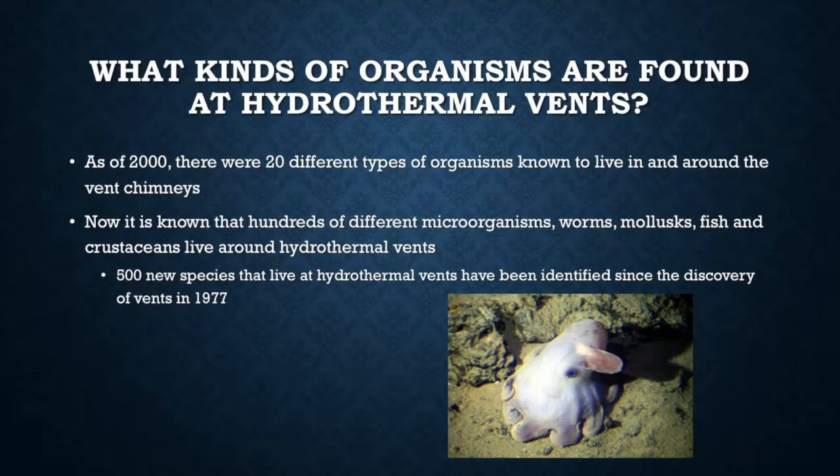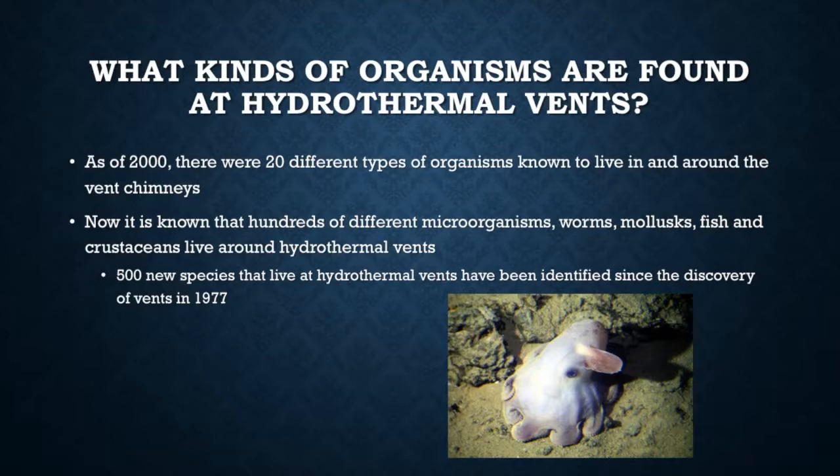All right, so now that we know where hydrothermal vents are and how they're formed, let's go into a little bit what kinds of organisms are found there. As of 2000, there were only 20 different types of organisms. Hydrothermal vents are relatively new, only discovered in 1977, and so only 20 different types of organisms were known. Originally, everyone thought that they were completely devoid of life, with such diverse conditions that hydrothermal vents provided. We didn't think anything lived there.